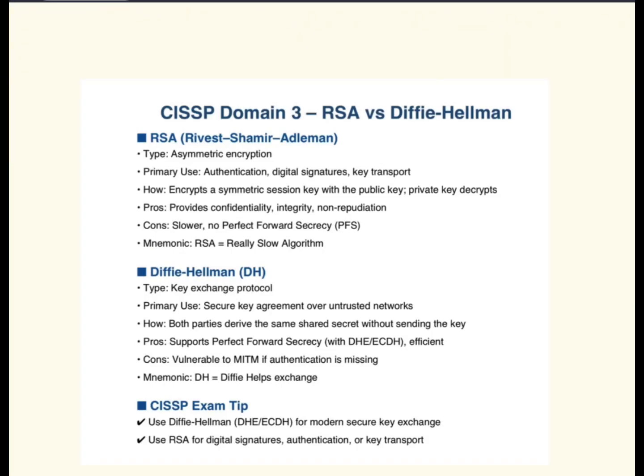In this session, we will quickly go through two important topics. First, the CISSP exam, so RSA and Diffie-Hellman. What is the difference between RSA and Diffie-Hellman? As we know, both are asymmetric encryption algorithms. So, we will quickly go through it. We need to understand the difference between these two encryption algorithms, so it could help us attempt any question related to these two topics in the CISSP exam.